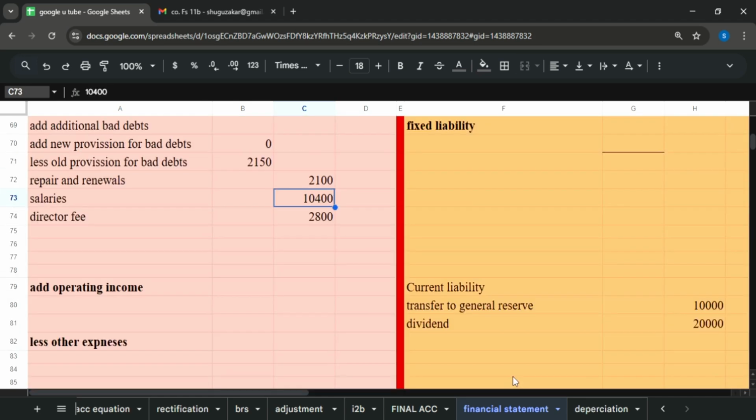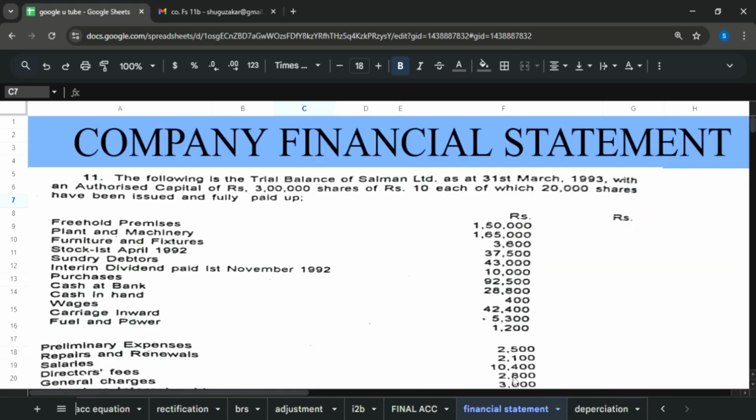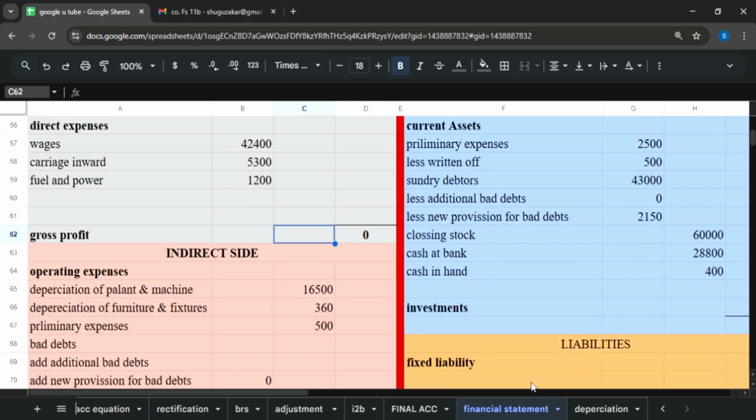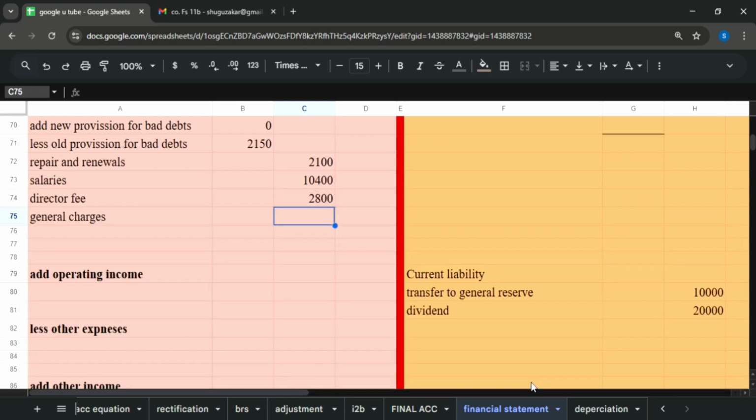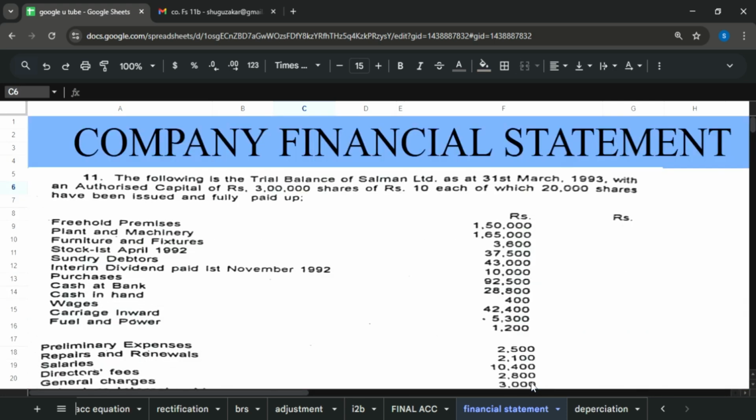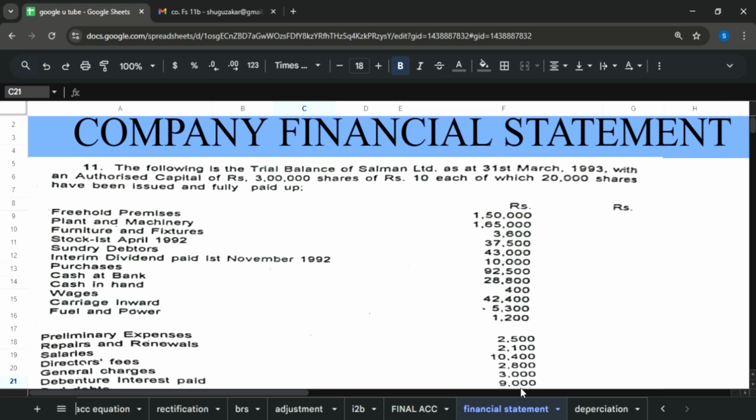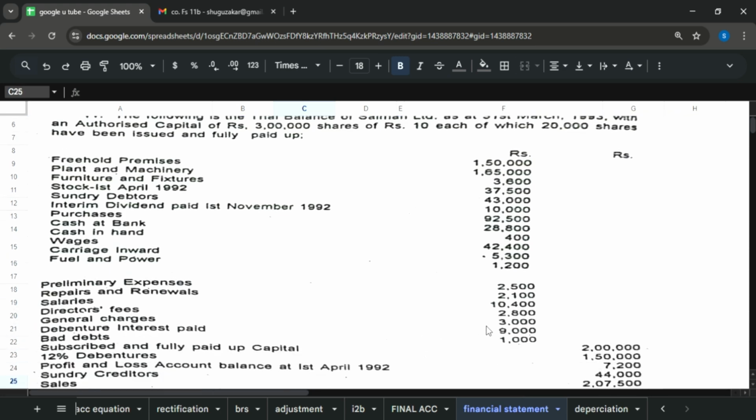and for that again we will go to operating expense side. So after general charges 2800, we have 3000. Okay, so just write down 3000 in operating expense side. After general charges, let's see what is next. We'll have to count it.